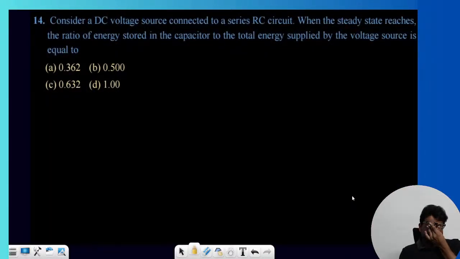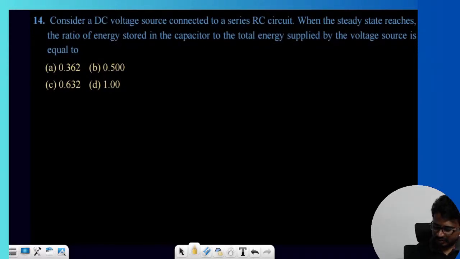Take the first one. Consider a DC voltage source is connected to a series RC circuit. When the steady state is reached, the ratio of energy stored in the capacitor to the energy supplied by the voltage source is. So they have given the problem as what?